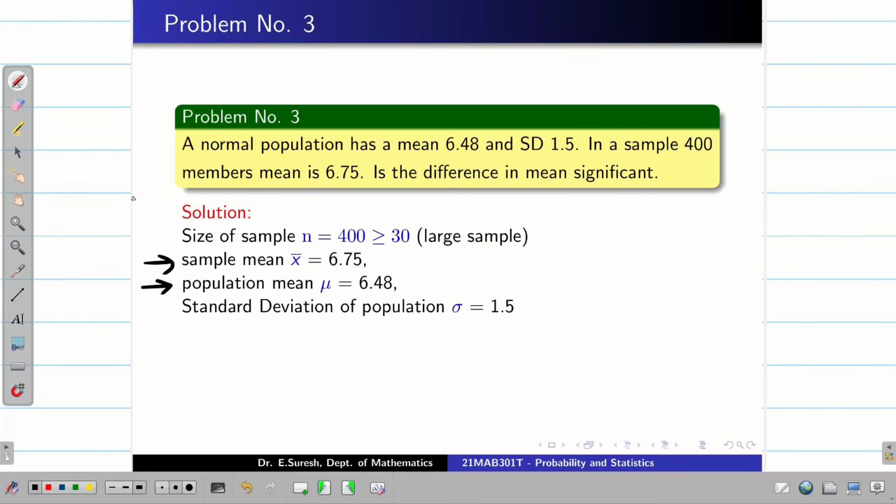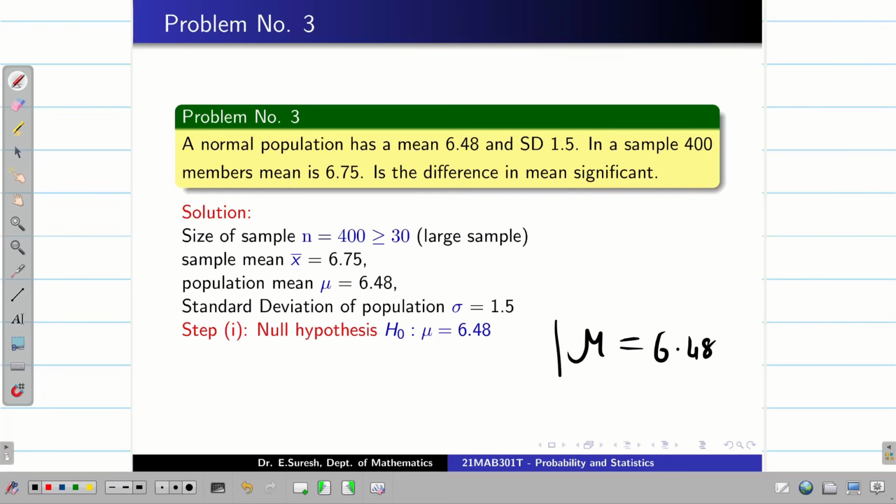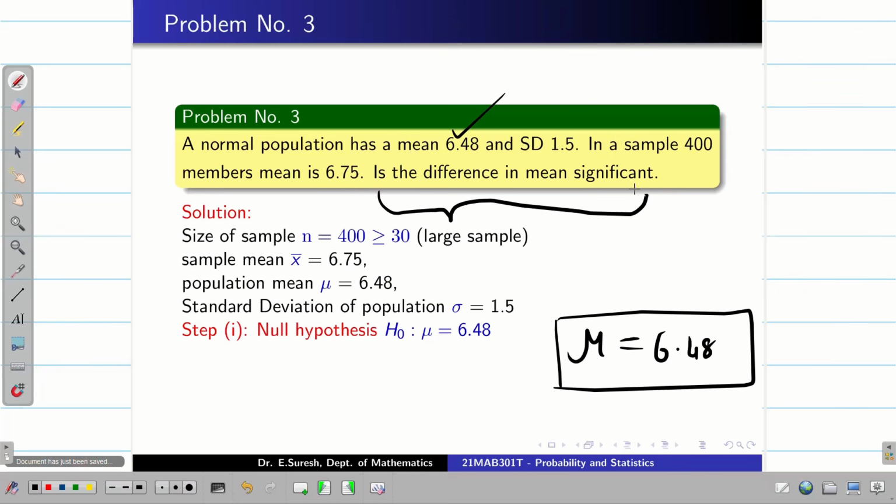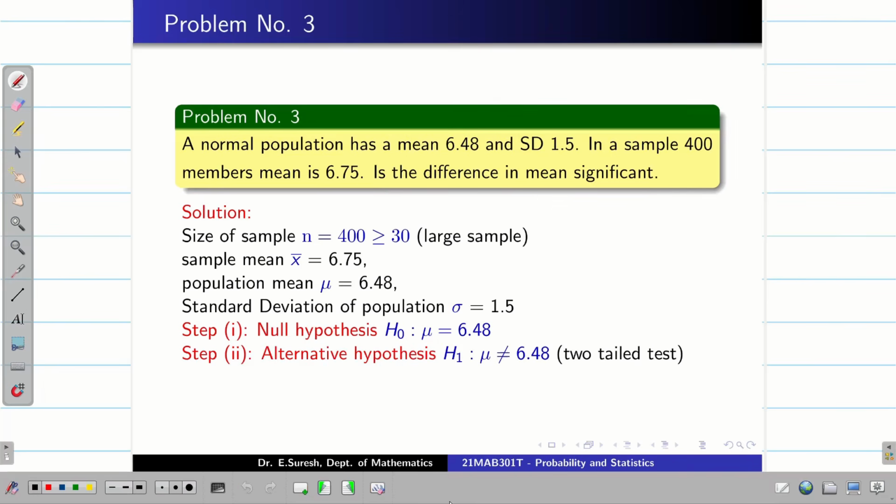From the sample mean, I am checking whether the population mean is equal to this or not. So my H naught is mu is equal to 6.48. That means my population mean is always 6.48. They tell us to check is there any difference? Then obviously my H1 will say there is a difference. We don't know whether it is small or big. So we assume H1 is mu not equal to 6.48.